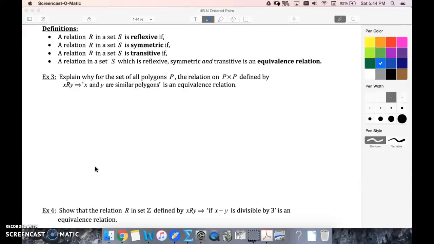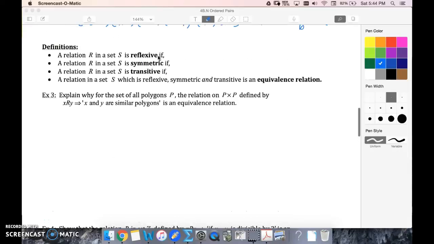Right, so now we're going to define certain features of relations. A relation, we say it's reflexive if aRa is true for all a that are part of our set. So reflexive reflects back on itself.